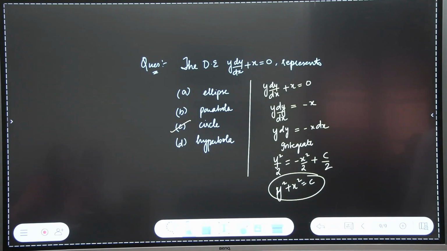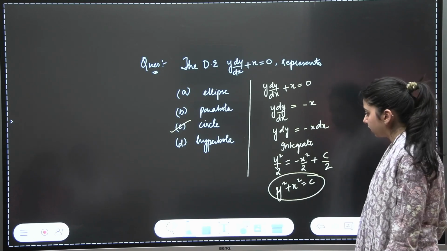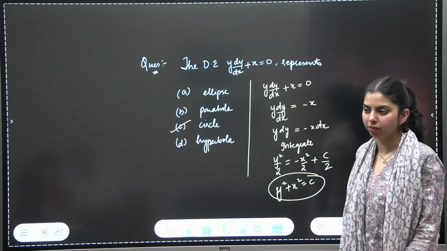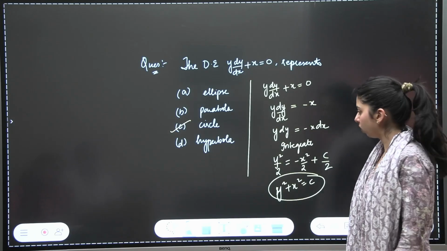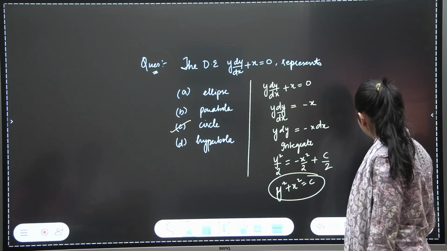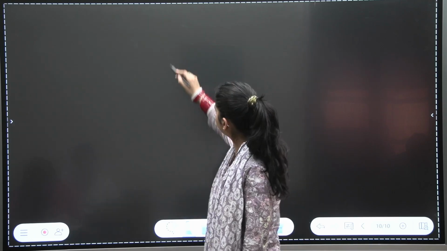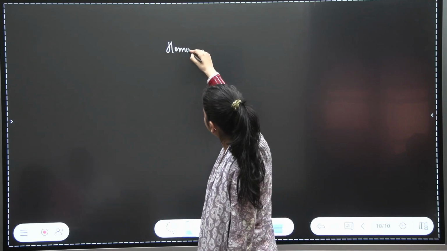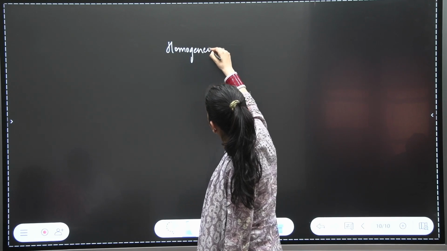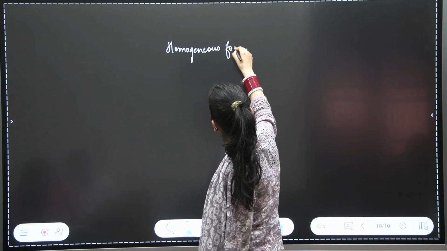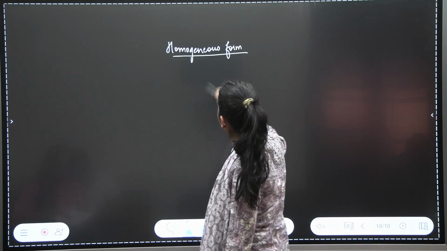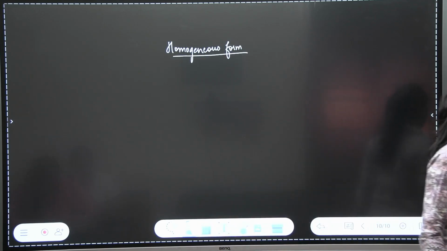Alright. Once this is done, we can now move to the next idea. So this is how the variable separable form goes. Alright. Let's also discuss the next form, which basically is the homogeneous form.